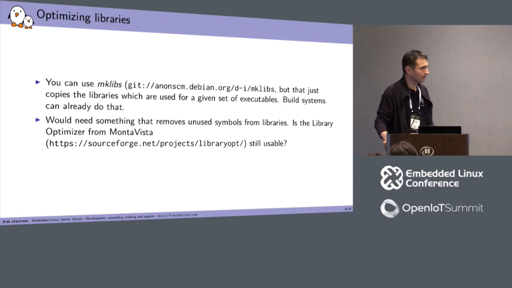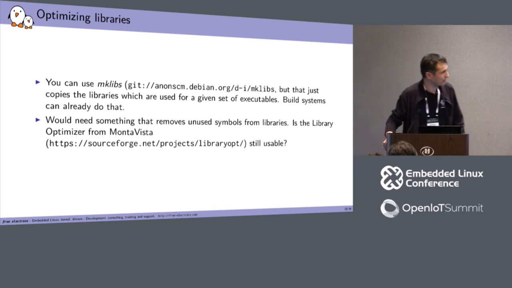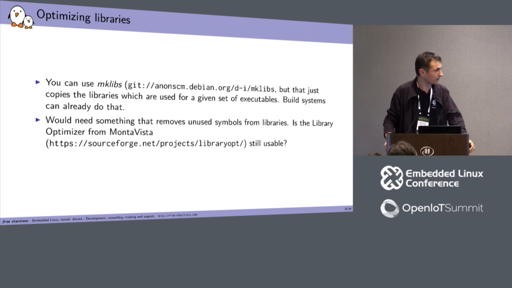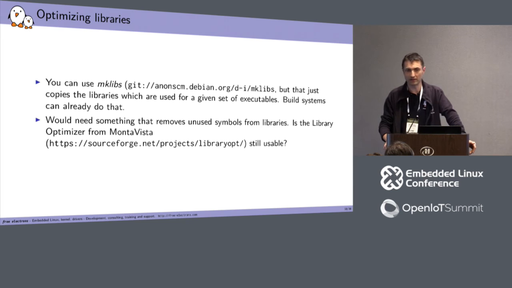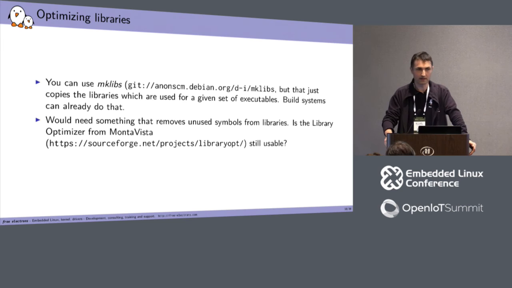What I'm looking for is something like the library optimizer from MontaVista, which is still available on SourceForge, which actually looks at the executables that you have in your system and at what parts of the shared libraries they use, and then tries to optimize the libraries to remove the symbols that are not in use in your programs. I didn't have time to investigate that. Is anyone using that approach to reduce size?